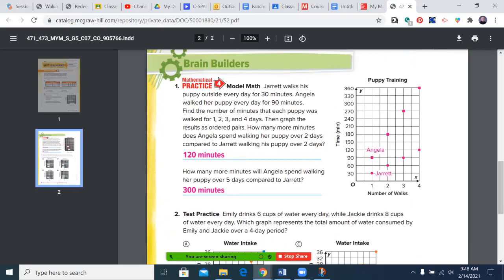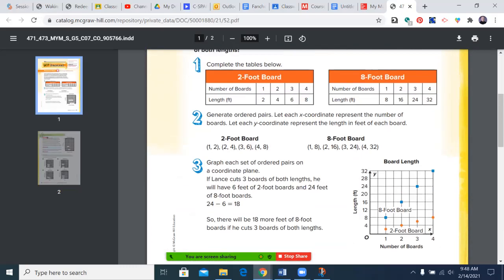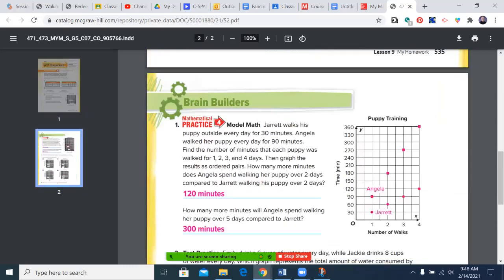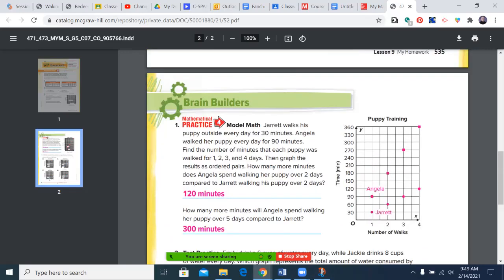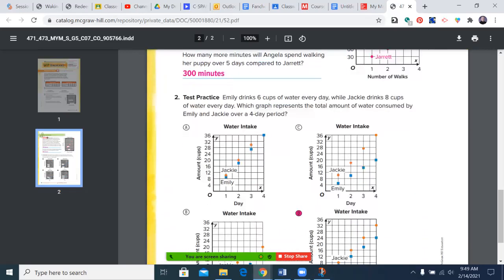So at 5 days, I'd actually have to go back to my data, and it would be 450 minutes minus 150 minutes. It gives you 300 minutes. You take this pattern and you just drag it out.